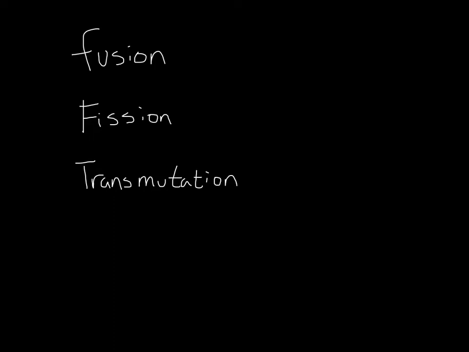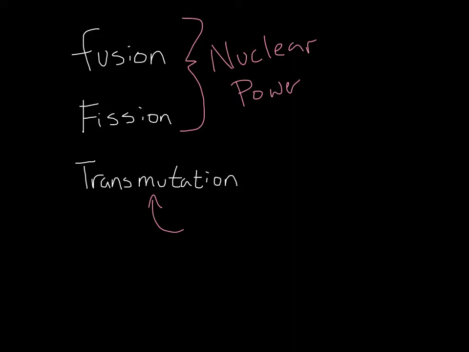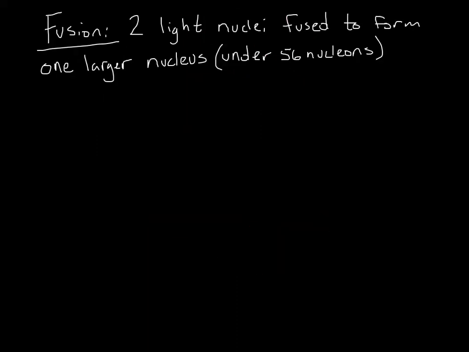Alright, tonight we're going to talk about three things: fusion, fission, and transmutation. So fission and fusion both fall under the category of nuclear power. And so when we talk about those, we'll be talking about nuclear power. Transmutation, on the other hand, just falls under the category of super cool science. Alright, the first type of power would be fusion.